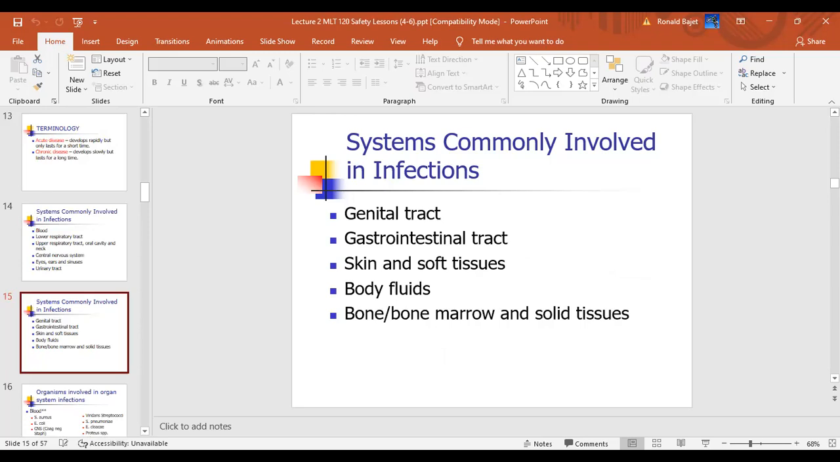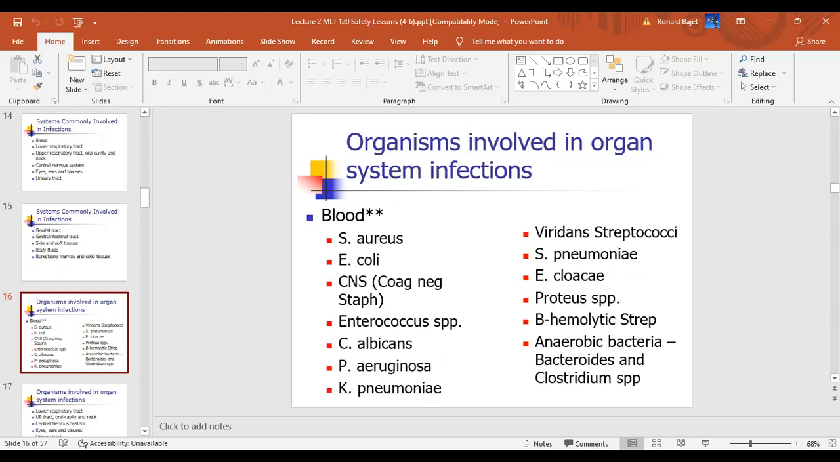Okay, and then you've got systems commonly involved in infection. You've got your genital tract, the gastrointestinal tract, skin and soft tissues, body fluids, bone and bone marrow, and solid tissues. Hopefully I can get examples of cultures where we can actually see growth in the different types of growth patterns.